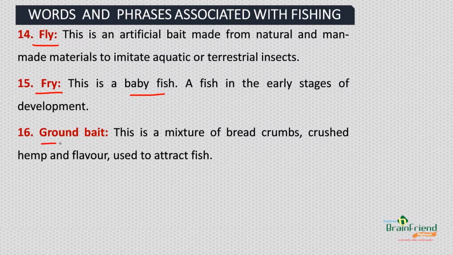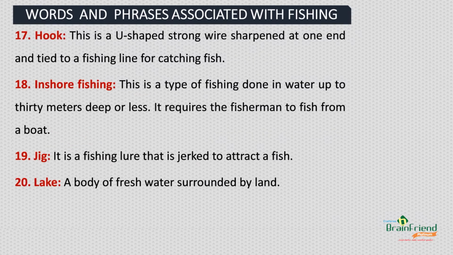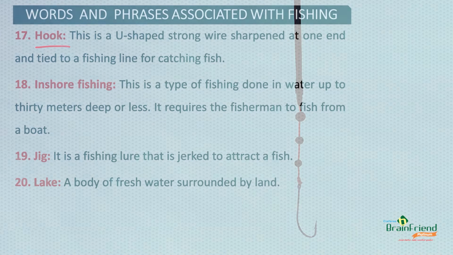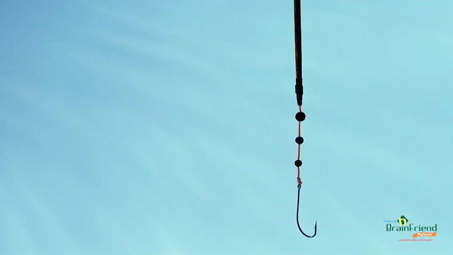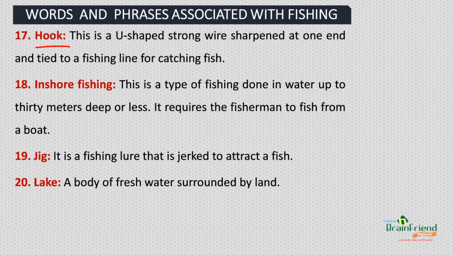Moving on, we have ground bait. A ground bait is a mixture of breadcrumbs, crushed ham, and flavor used to attract fish. Next, we have the word hook. A hook is a U-shaped strong wire, sharpened at one end and tied to a fishing line for catching fish.